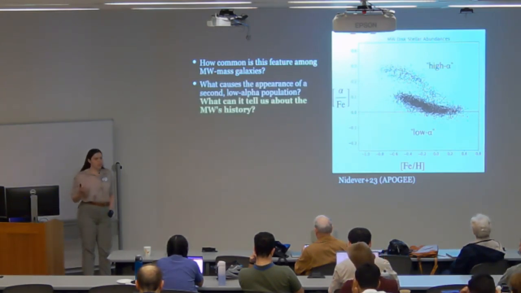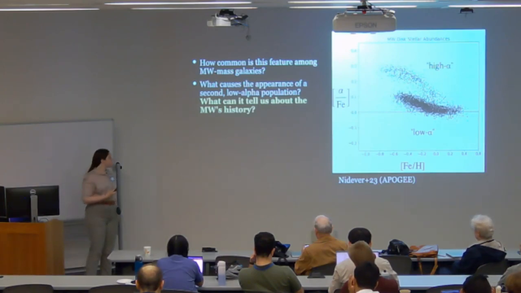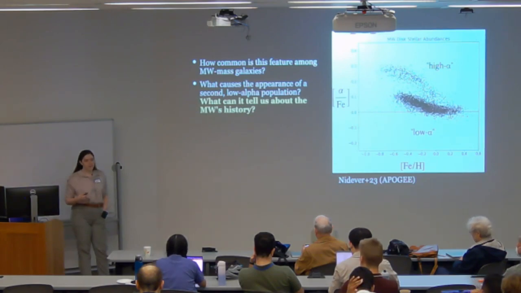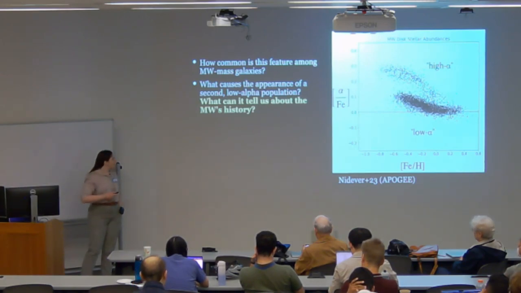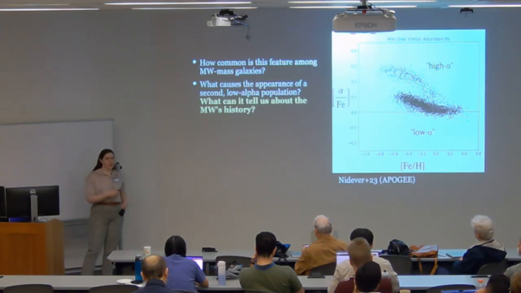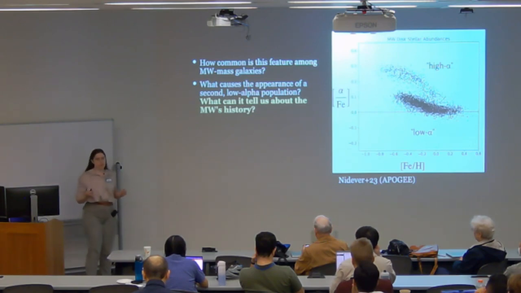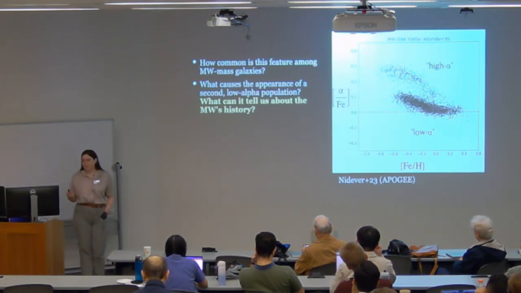And also, what causes the existence of these two populations? I'll also point out it's pretty well known that the high alpha population is associated with the thick disk of the Milky Way, and the low alpha population is associated with the thin disk. So we do know that much. But if we can figure out what caused this, maybe we can learn something about the Milky Way's disk formation, maybe the GSE merger. Still don't know. So that's our goal in looking at this feature.